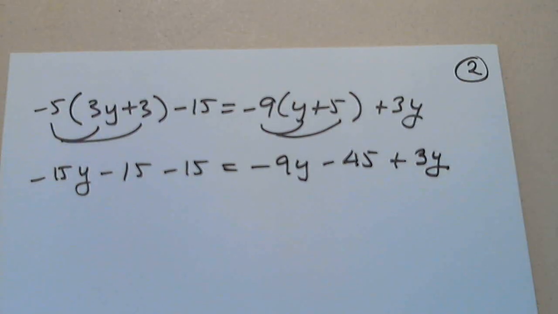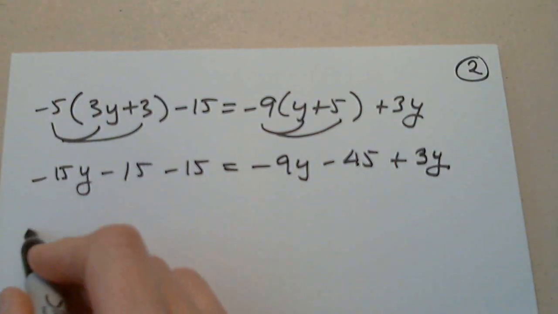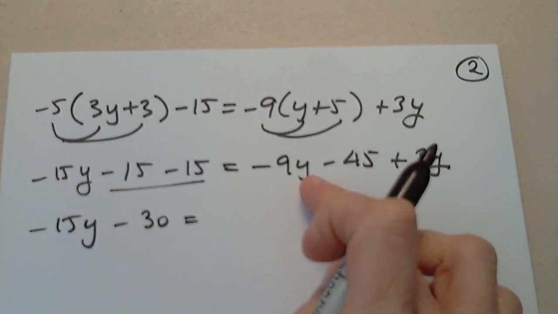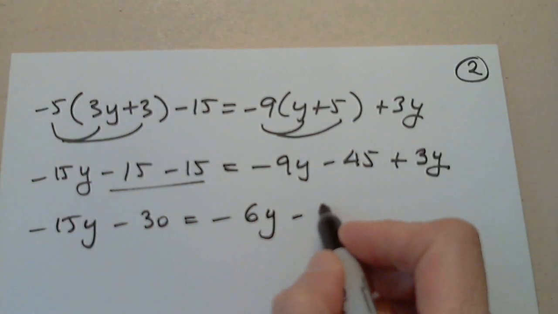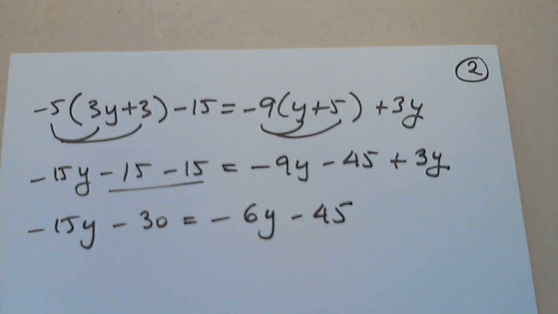What should we do next? Let's think before we act. Combine like terms. So I have negative 15y, and this is negative 30. On the other side, negative 9y plus 3y is negative 6y minus 45. Remember, we focus on the variable first. The priority is the variable. The numbers can wait. And now, I highly recommend you perform the steps as I ask you to. You're going to progress in algebra much better and faster.